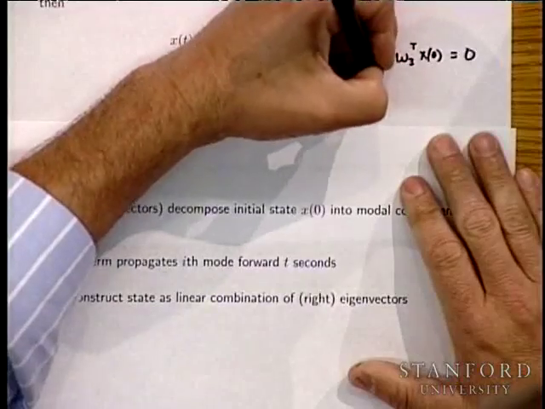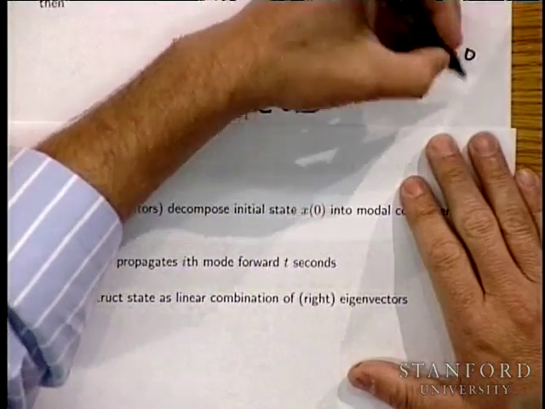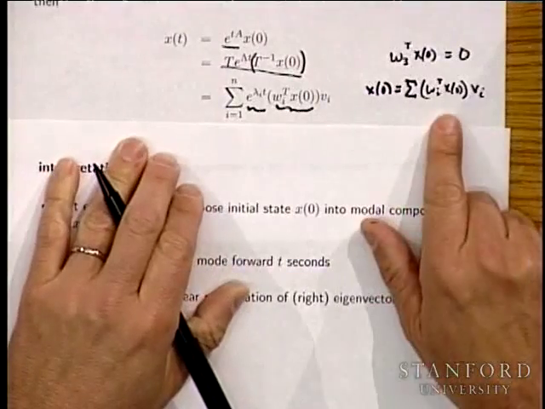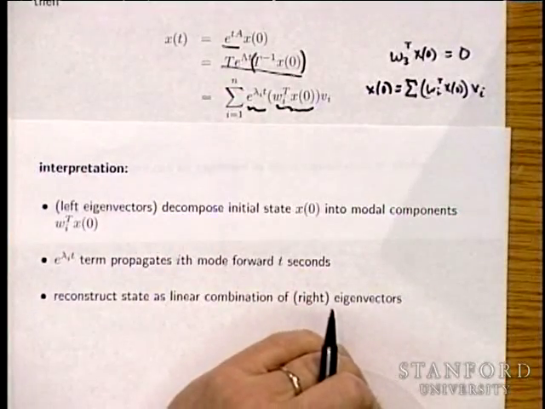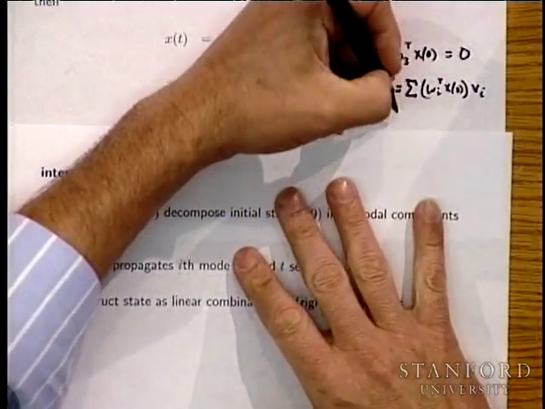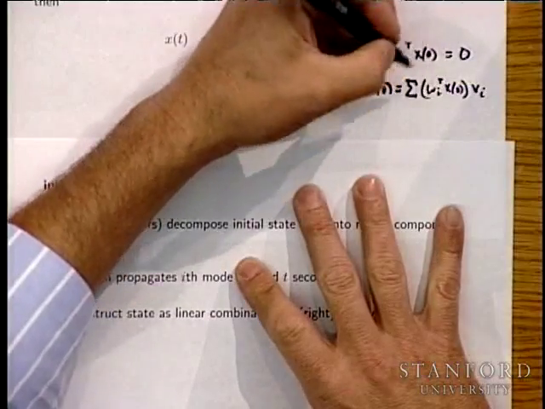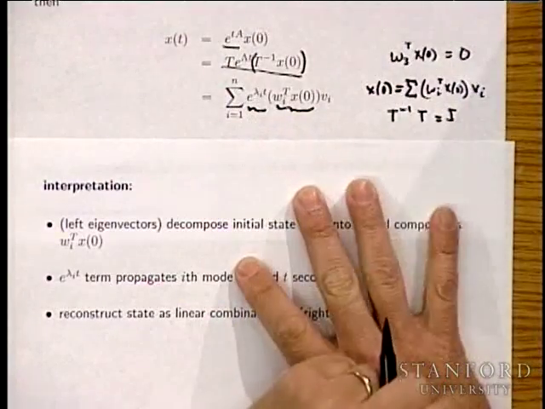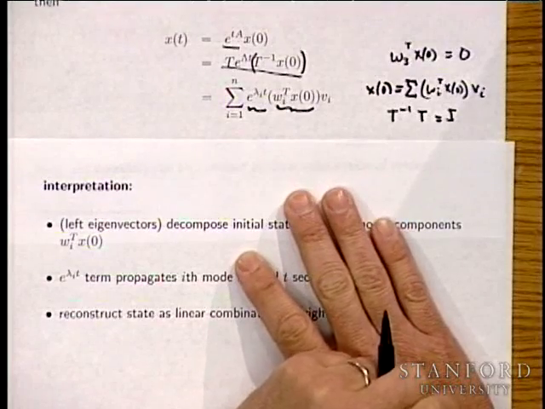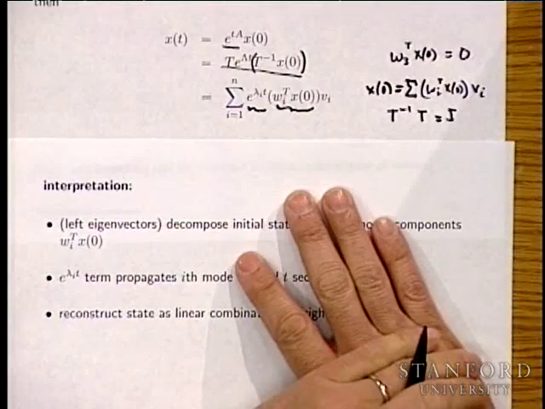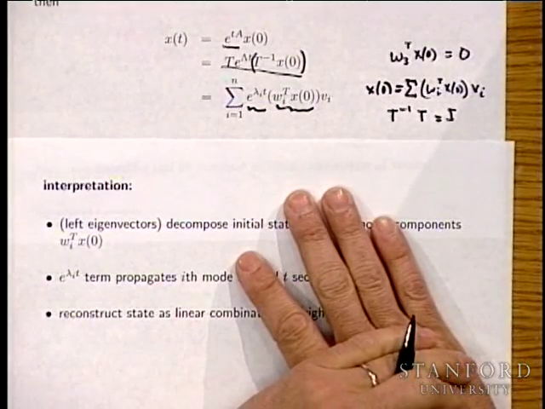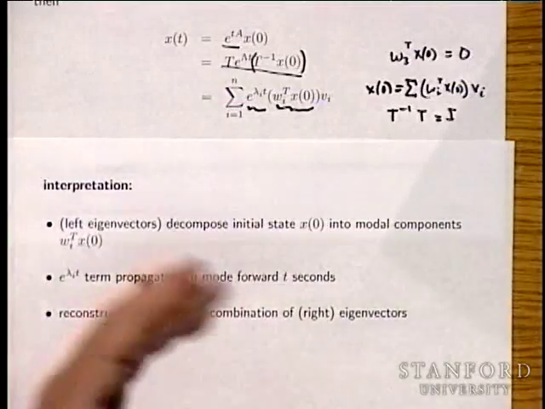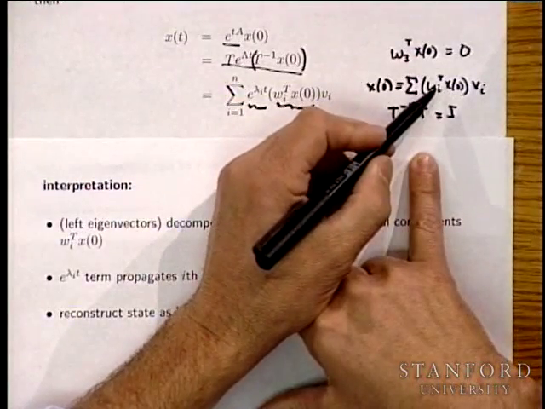In fact, let me write that down right now. x of 0 is the sum of Wi transpose x of 0 times Vi. That's the expansion. And that's true for any x0. Okay? This looks fancy, but this is actually quite straightforward. This basically is a restatement of this. It's nothing more. So Wi transpose, which are the left eigenvectors, they decompose a state into the modal components, if you want to call the V1 through Vn the modal components. That's what this does.